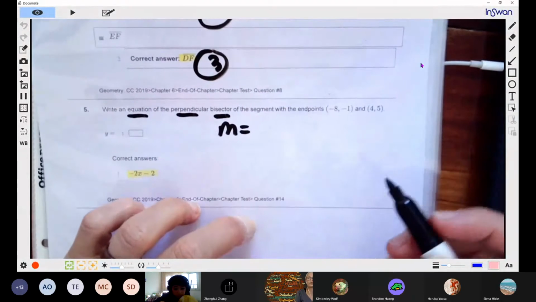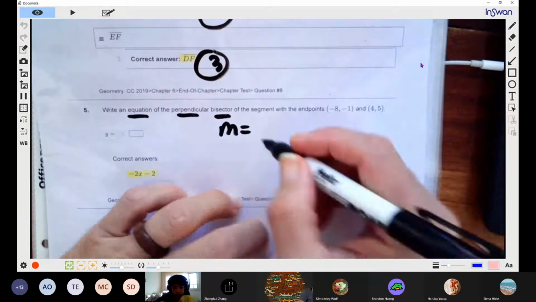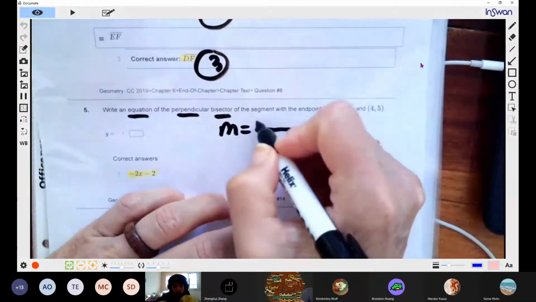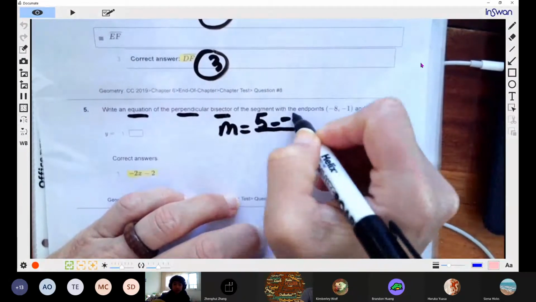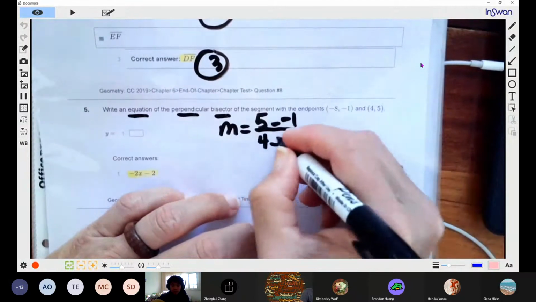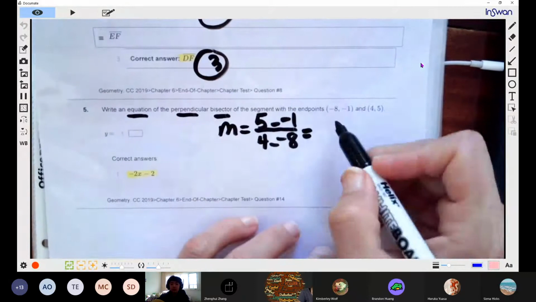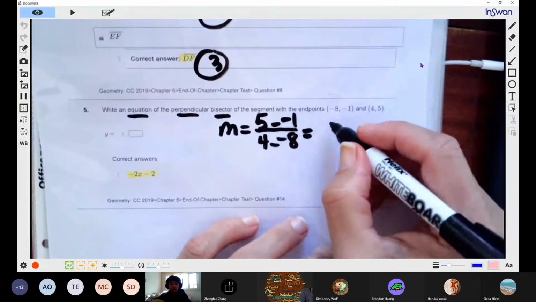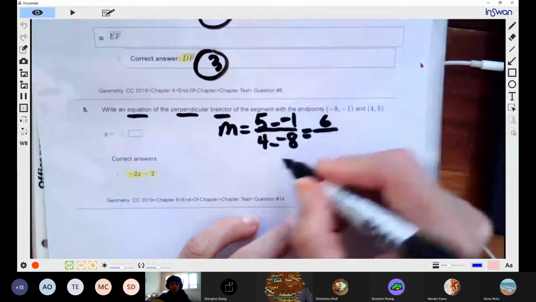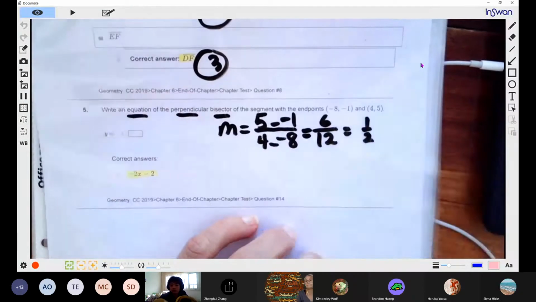If you don't remember the slope formula, remember it's the y's on the top. So it's going to be y minus -1 over 4 minus -8. The y's over the x's. The y's over the run. 5 minus -1 is going to be 6. 4 minus -8 is going to be 12. So this is going to be 1/2.